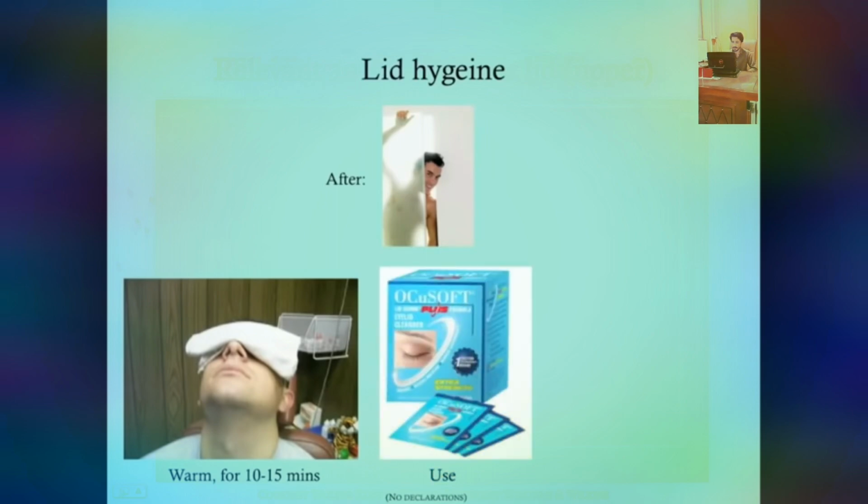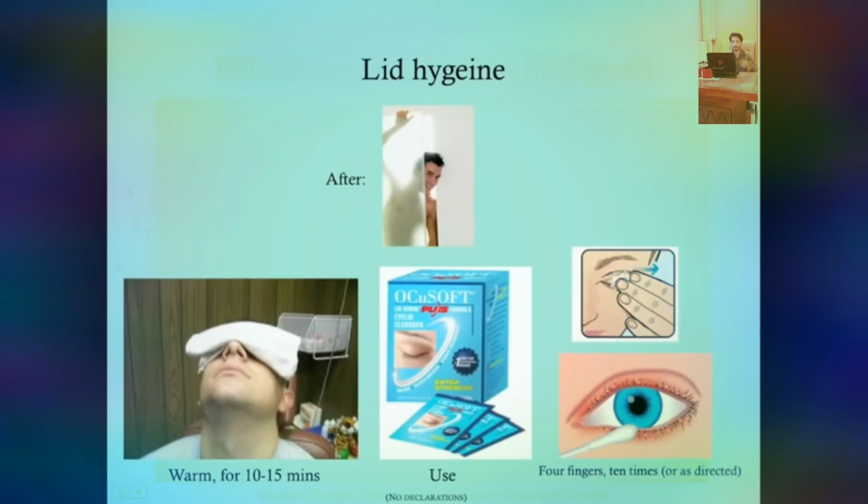And then you can use either baby shampoo or these specialized eyelid cleansers. You can either use the eyelid cleanser, or you can use a cotton applicator to apply the baby shampoo or whatever you're using. And the rule is 4 fingers 10 times. So you'll take each finger except the thumb and rub it across the chalazion or the affected spot 10 times, and then switch to the next finger. So you'd be rubbing it a total of 40 times. Or you should just do it as directed. If you have an eyelid cleanser, do it as directed on the box. But this is typically what's done.